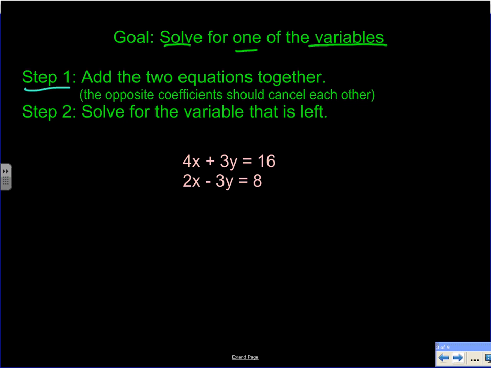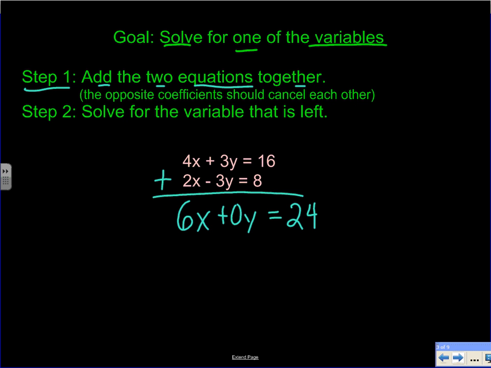Step number one, add the two equations together. In parentheses below that, it says the opposite coefficients should cancel each other out. Well, let's add these two equations together. Put a line under here and put a plus sign there. So let's add. What is 4x plus 2x? 6x. What is 3y plus negative 3y? That would be 0y.